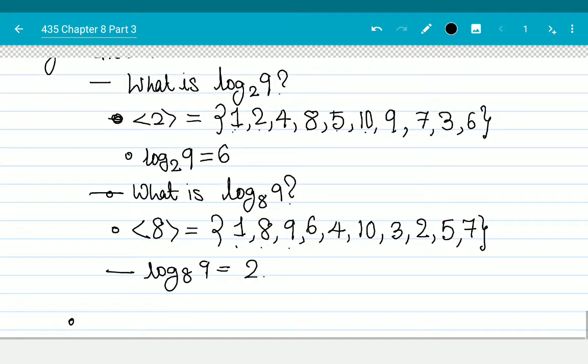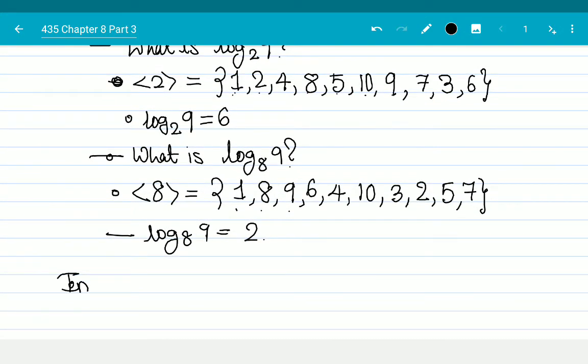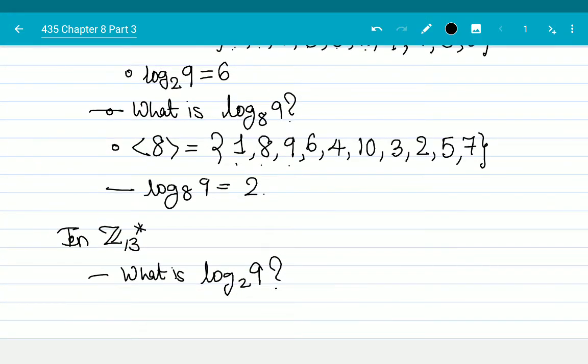Another example. In Z13 star, what is log to the base 2 of 9? Let's see how it changes when I change the group.